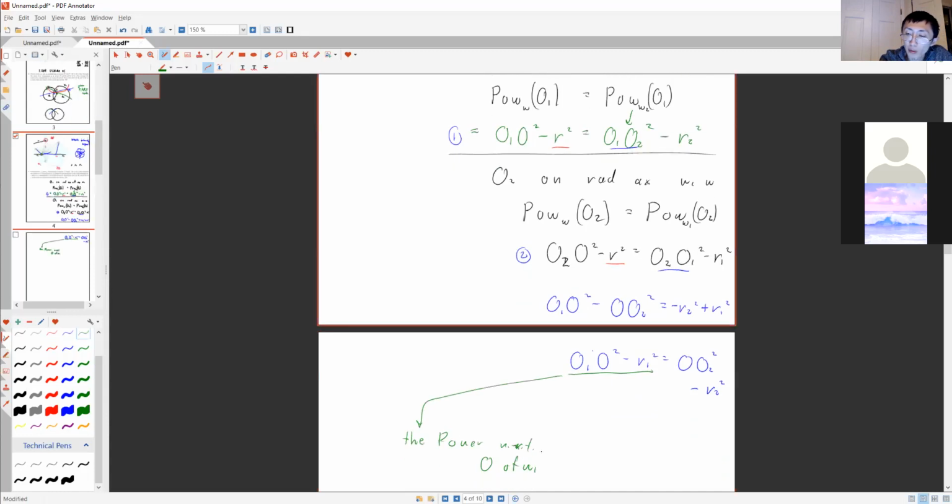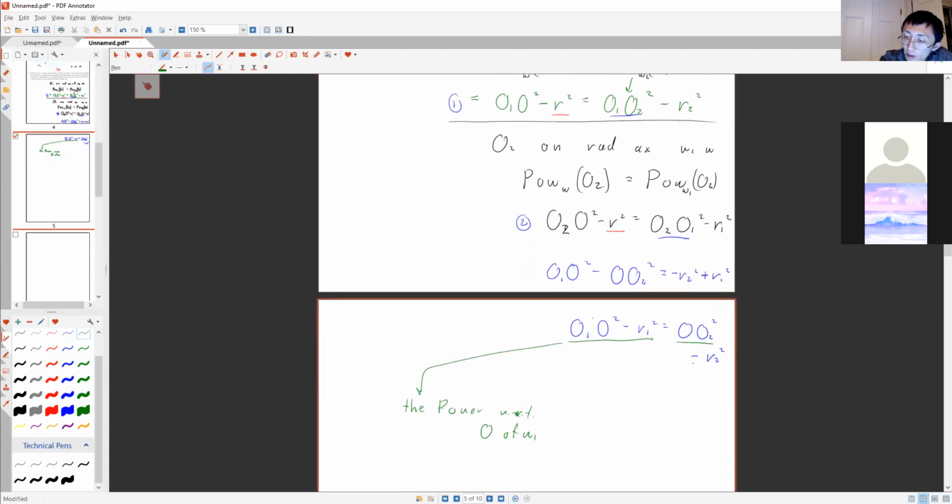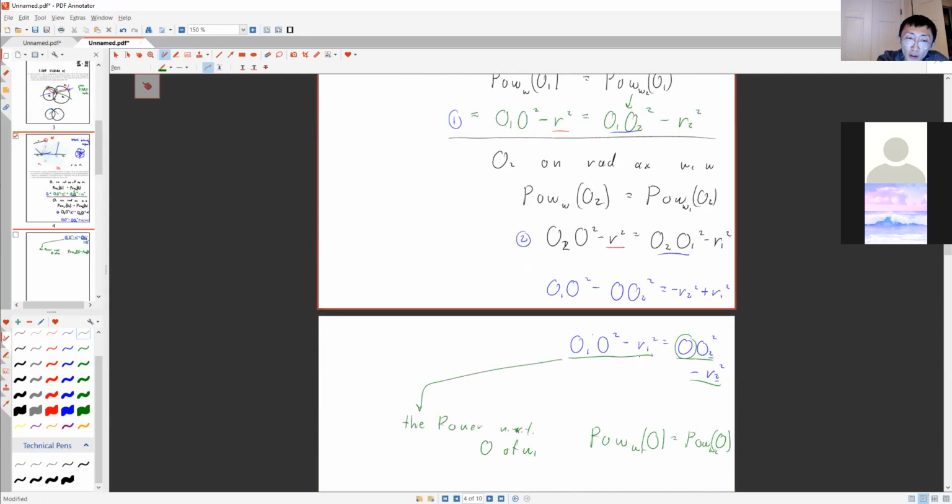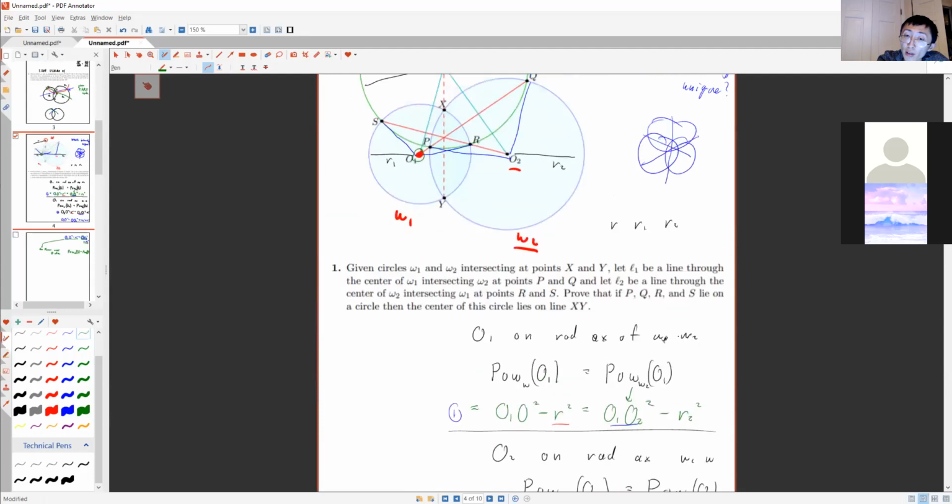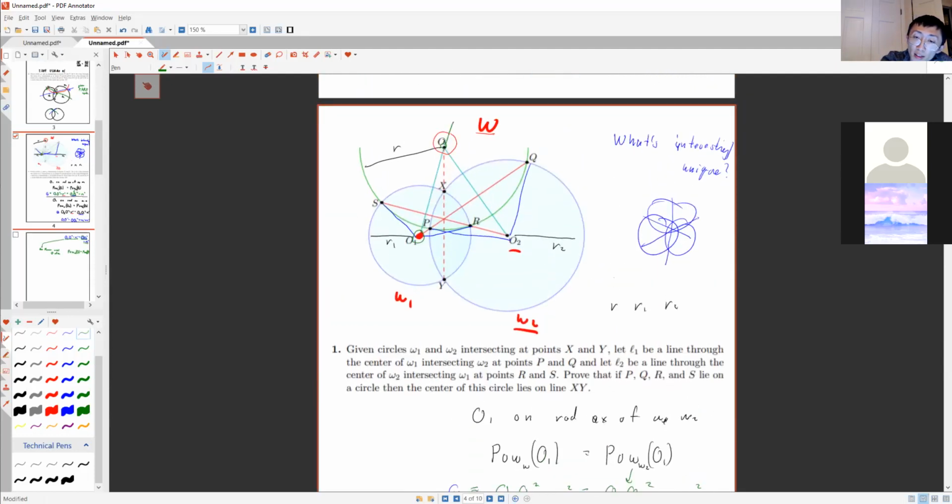Yeah, so we get exactly what we wanted, right? This is similarly the power of O with respect to omega 2. So power of O with respect to omega 1 equals power of O with respect to omega 2. Therefore O lies on XY. That's exactly right. So now we know that the third circle, its center O lies on the radical axis of the first two circles, omega 1 and omega 2, because that's what our equation said.